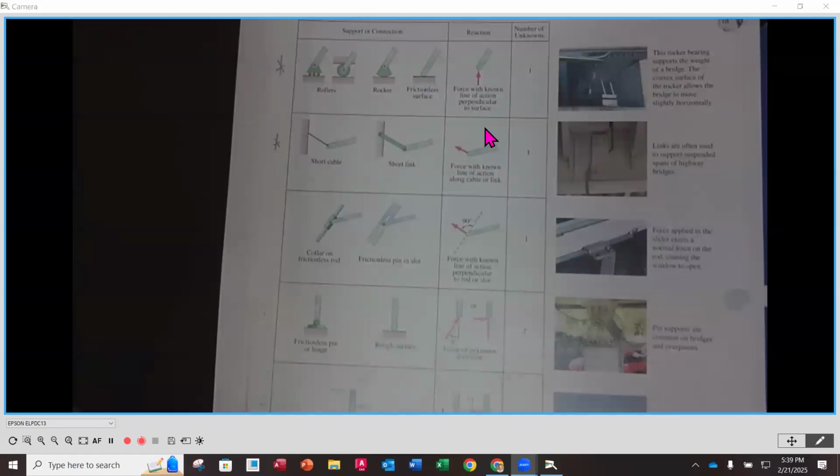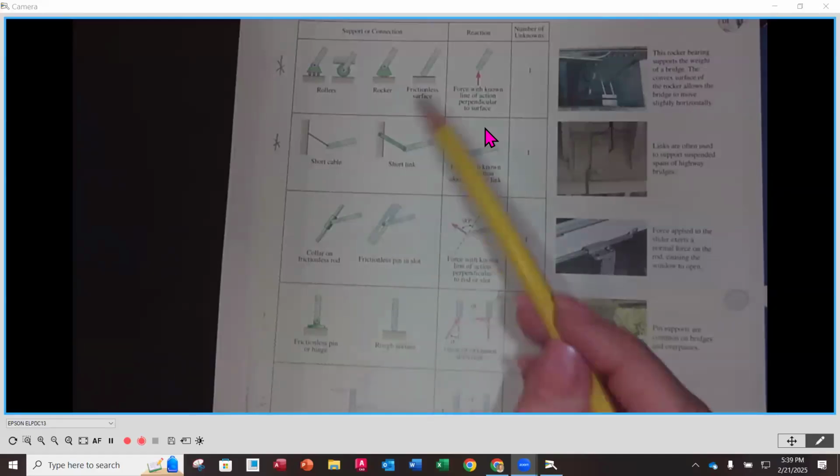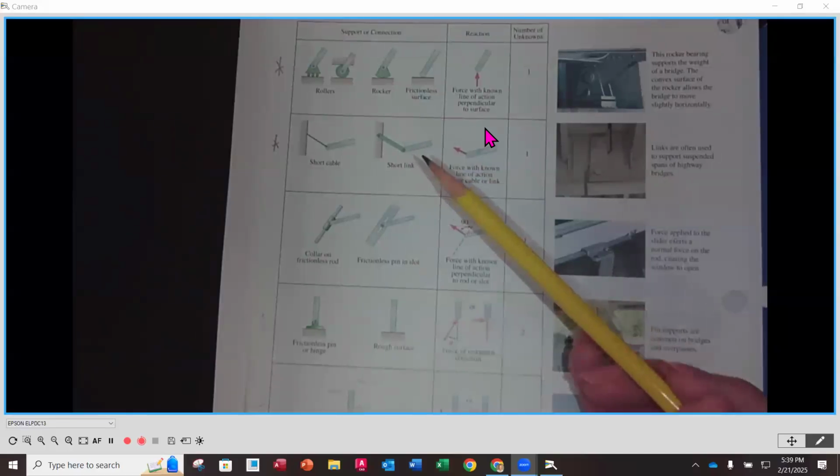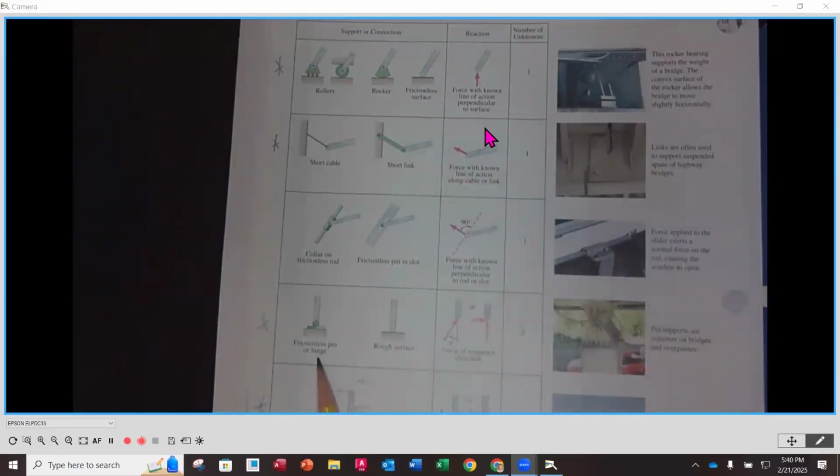A regular support. Which one is a regular support? Let's see. It says... Is it the top one? No, I mean the pins. Oh, the pins. Yes, exactly. That's what I was going to say.